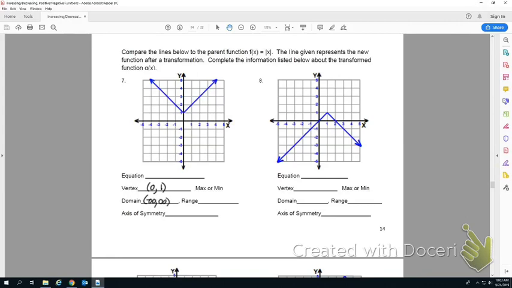Avery, is this a maximum or minimum? Rachel, what would the range be? 1 to infinity. And David, the axis of symmetry. X equals C.